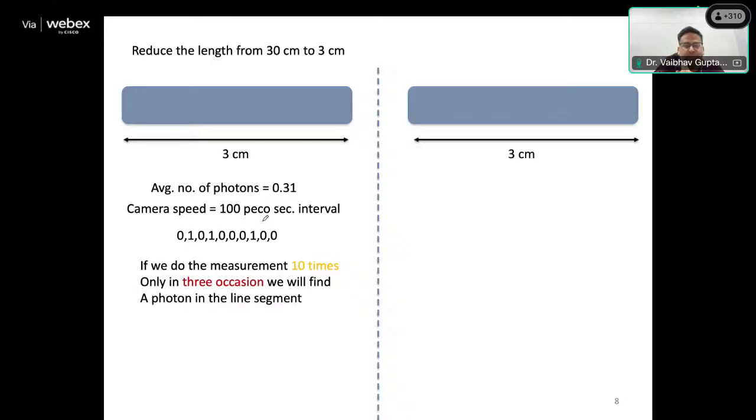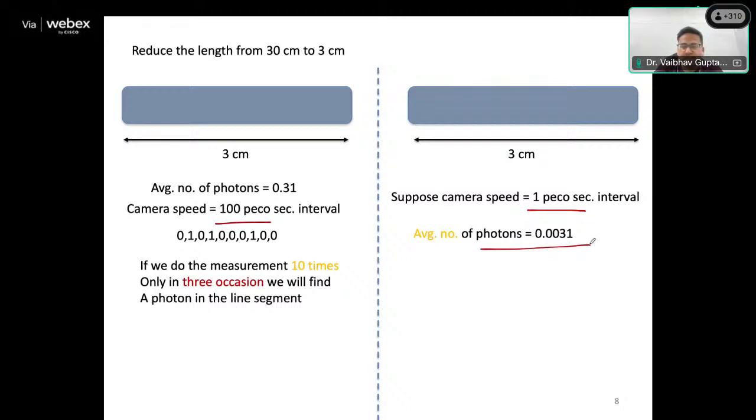Now we can do the same experiment, we can repeat it. Let's say now we have an even faster camera. This was 100 picosecond, now we have reduced it to 1 picosecond. So the average number of photons is 0.0031. That is the average number of photons.